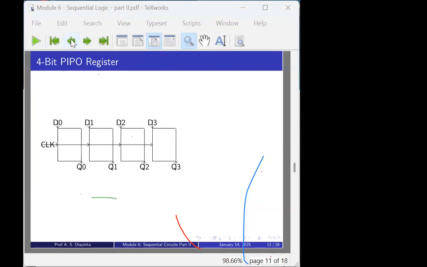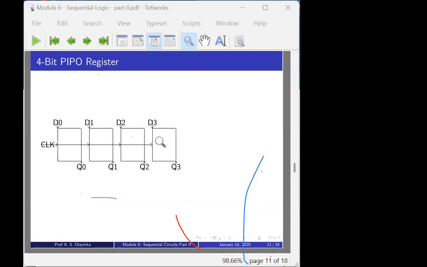It's not serial in, serial out. You even see it on the screen. This is the PIPO register arrangement. I'm talking of the clock. Remember, this clock is activating all the flip-flops at once. That's parallel in, parallel out. I'm not even talking about the signal now, I'm talking about the clock.